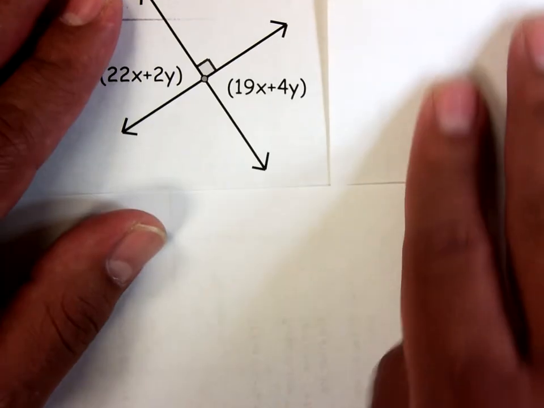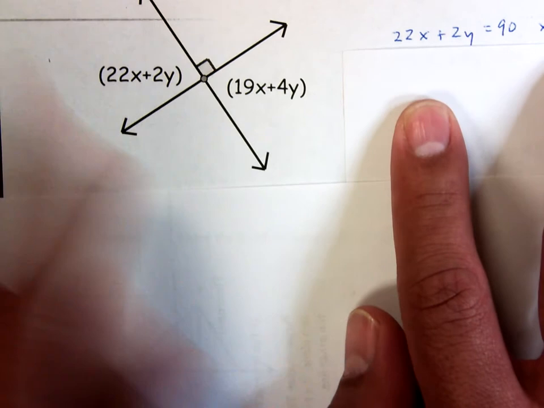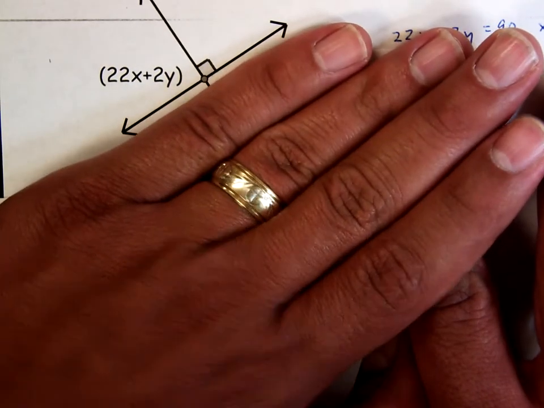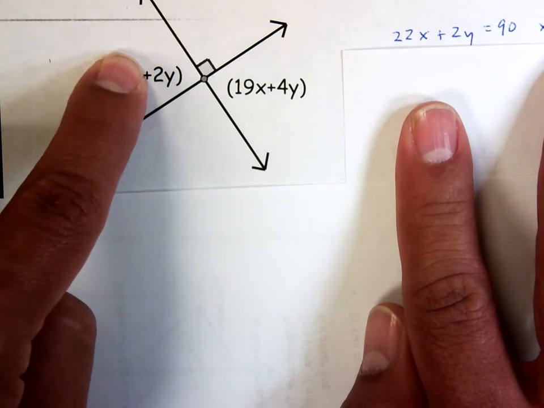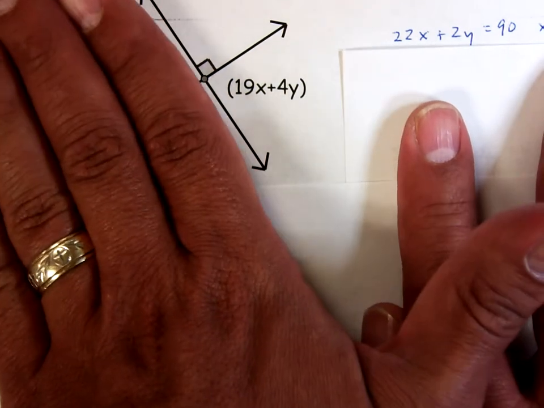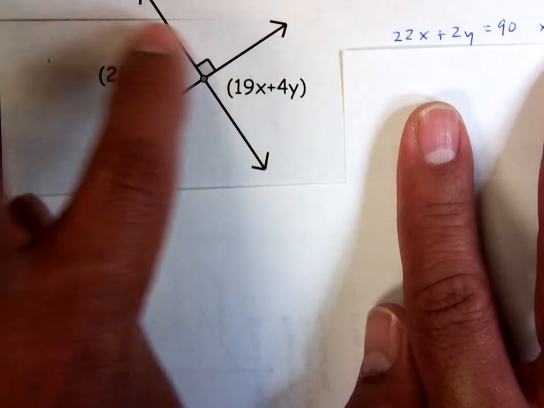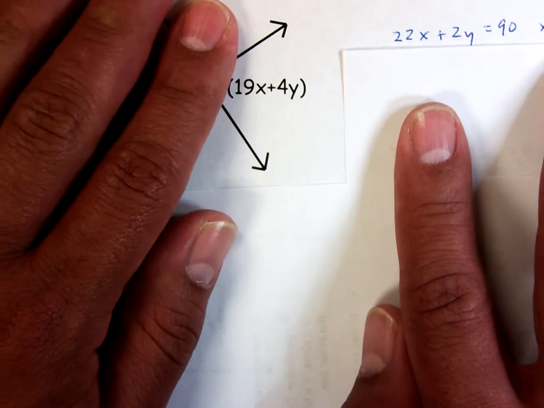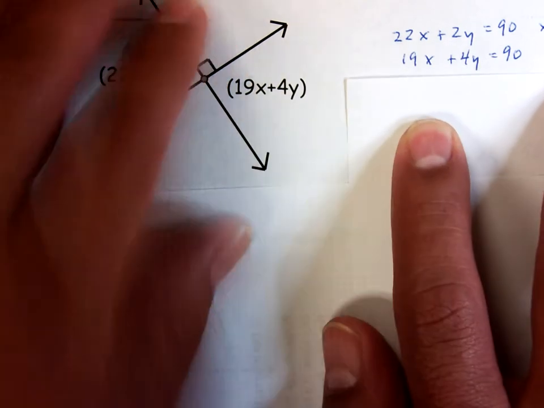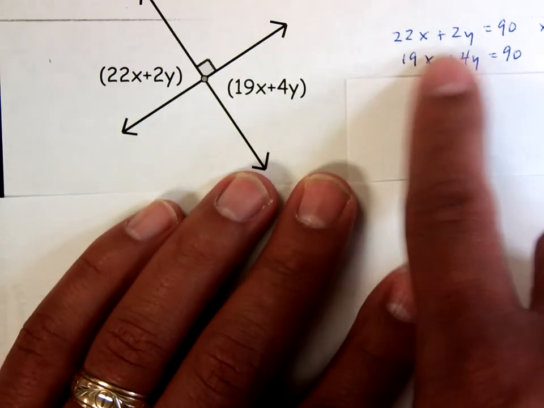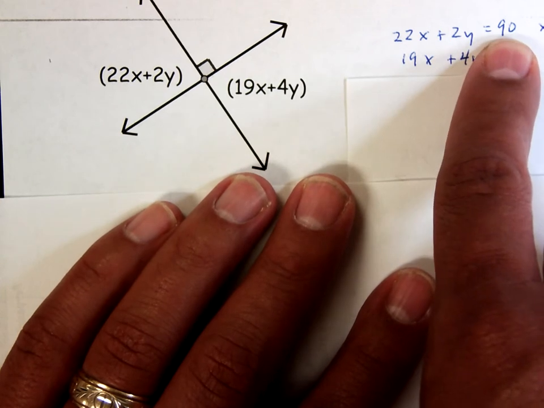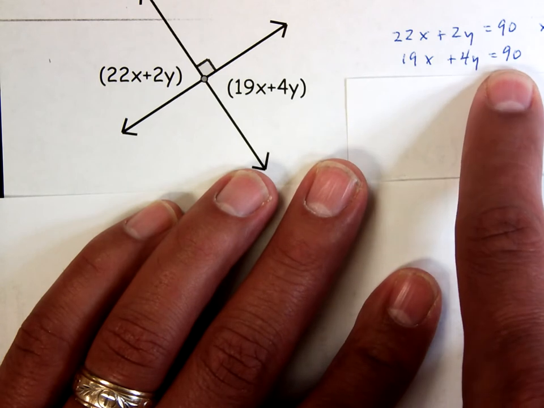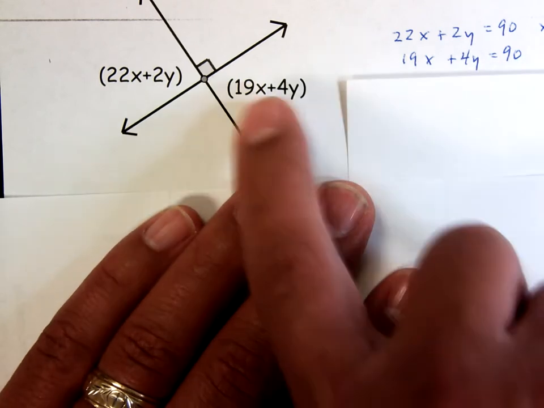So let's think about what I could write on my paper. Well, if this is 90 degrees and that's a linear pair, then this angle has to be 90 degrees. And if this is a linear pair on this side and this angle is 90 degrees, well then this angle must also be 90 degrees. So I can write this on my paper. I can say that 22x plus 2y has to be equal to 90, because this must be a right angle. 19x plus 4y must also be equal to 90, because this must be 90 degrees.